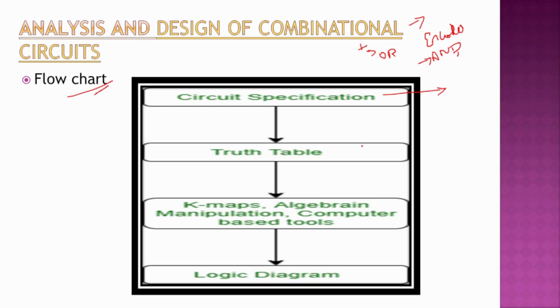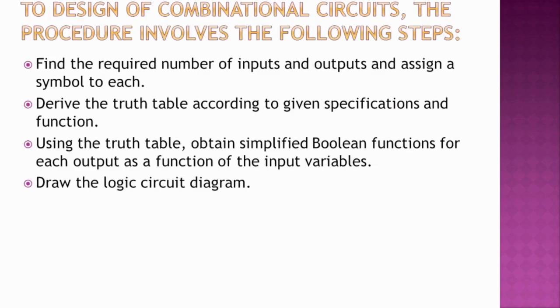Afterwards, you need to draw the truth table for the designed circuit. Then you need to draw the K-map, with algebraic manipulation and computer based tools. Afterward, the final step in the combinational circuit is to do the logical diagram. This is the fourth step to construct a combinational circuit. This is a procedure to design a combinational circuit.